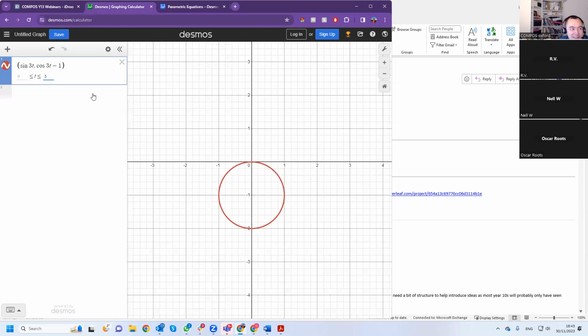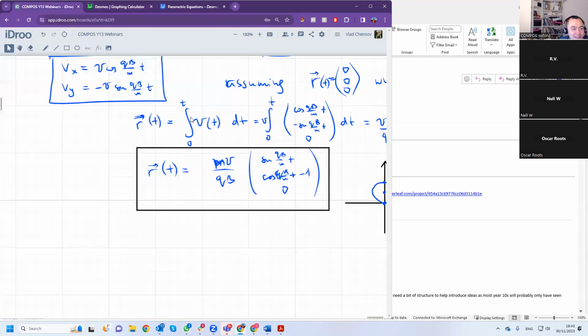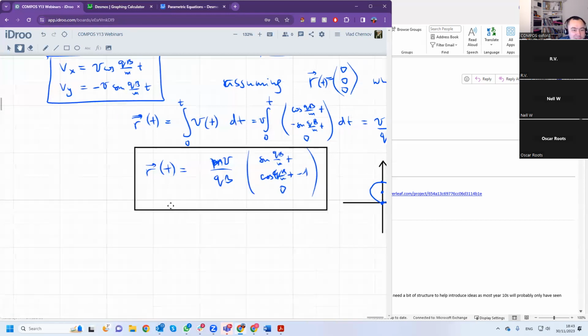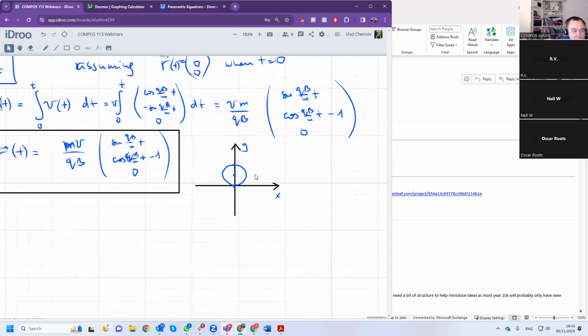Slightly off, but it is a circle, as you can see there. So this vector describes a circle, but the circle with the center is here.